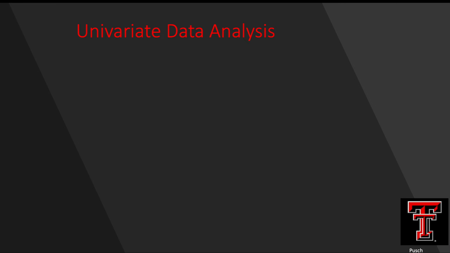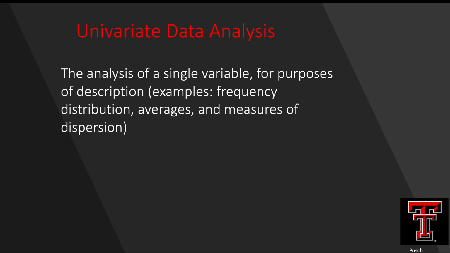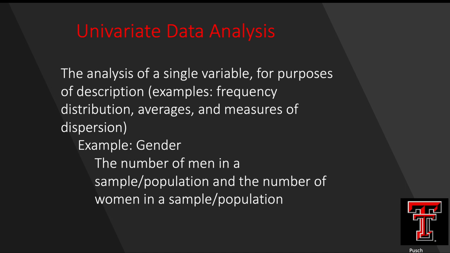Okay, so univariate data analysis. You're going to be doing this if you pick the survey research, the quantitative option for your final paper. You're going to be doing some univariate and bivariate data analysis. So univariate, uni means 1. So we're just looking at a single variable for the purposes of description. So we're describing the variables in our data set. So for example, gender, the number of men in a sample population and the number of women in a sample population.